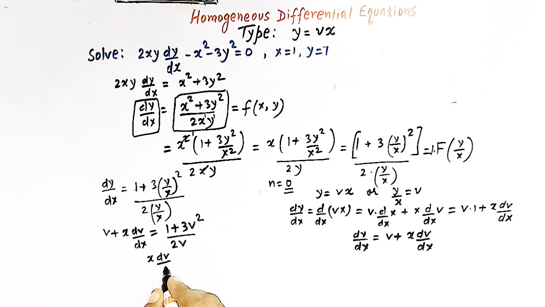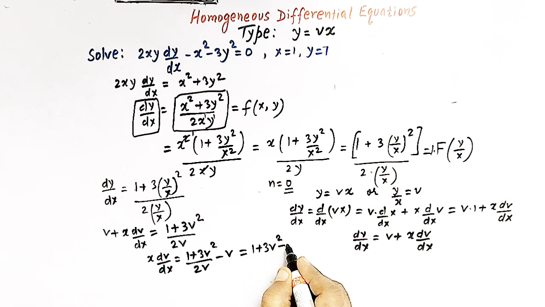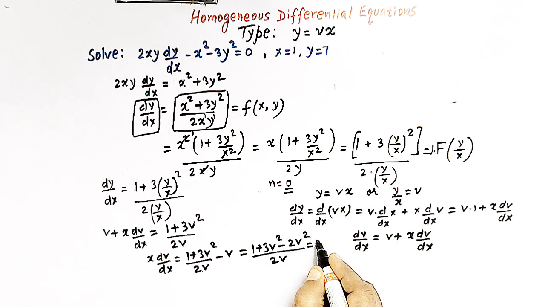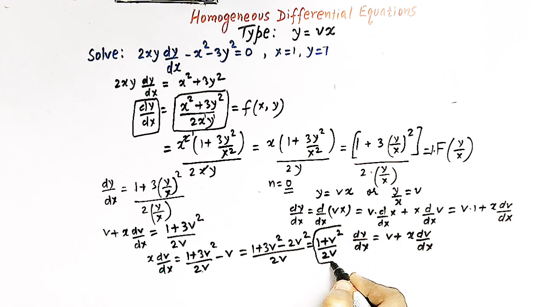We have x dv over dx is equal to 1 plus 3v square over 2v minus v, and then we have 1 plus 3v square minus 2v times v is 2v square, and here we have 2v. So here we have 1 plus v square, so 3v square minus 2v square is v square, and here we have 2v. So now we can see that this is a function of v, and here we have x dv over dx. So let us separate the variables.